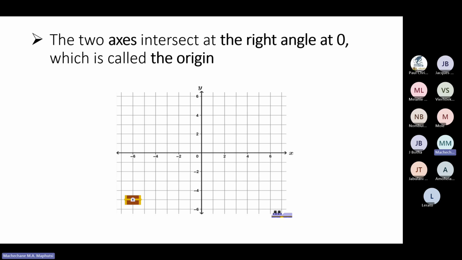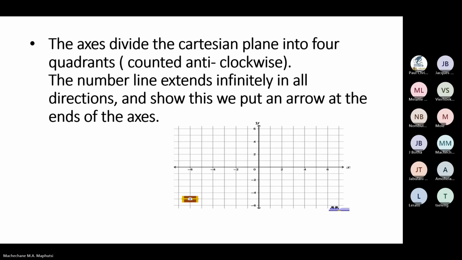The x-axis as well as the y-axis intersect at a right angle there at 0, where the pointer is. And we call that point the origin. So as you can see, the x-axis as well as the y-axis divide the Cartesian plane into 4 quadrants.